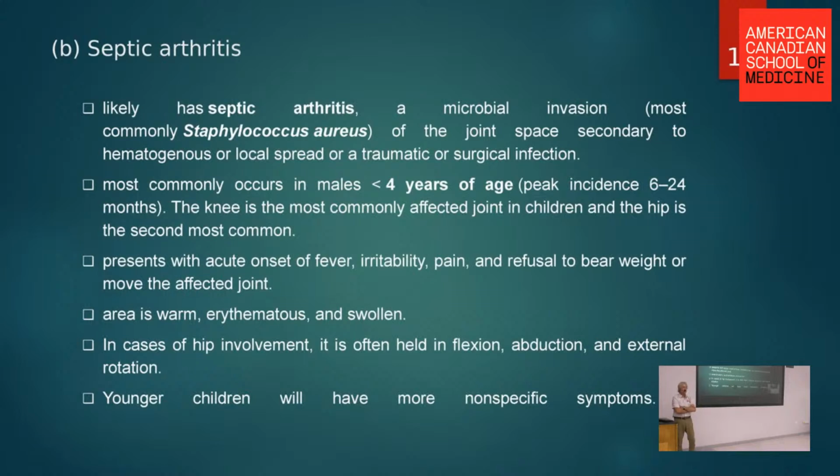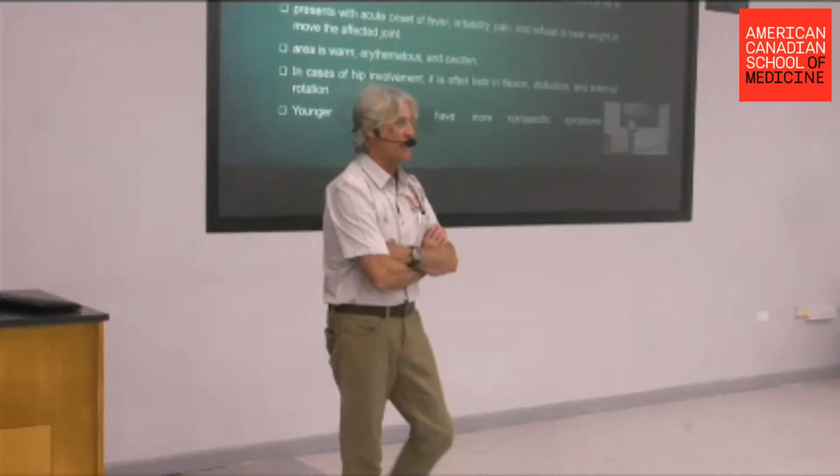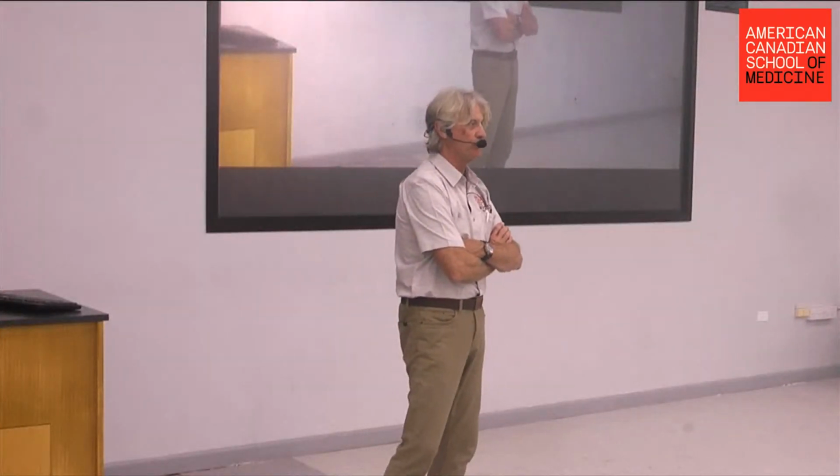Staph is the most common offending organism in a child like this. Usually it's secondary to hematogenous spread. That means infection elsewhere seeds the bloodstream. Remember what I said the other day? Shaking, chills, rigors is bacteremia until proven otherwise.